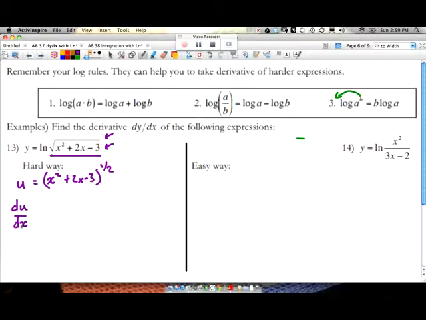Then du dx, the derivative of that that's going to be attached, is 1/2 times x squared plus 2x minus 3 to the negative 1/2. So there's the derivative of the outside times the derivative of the inside, which in this case is 2x plus 2. Now there would be some simplifying going on. So 1 over u times du dx, let's see how this would work out. Because y prime, remember, is 1 over u times du dx.